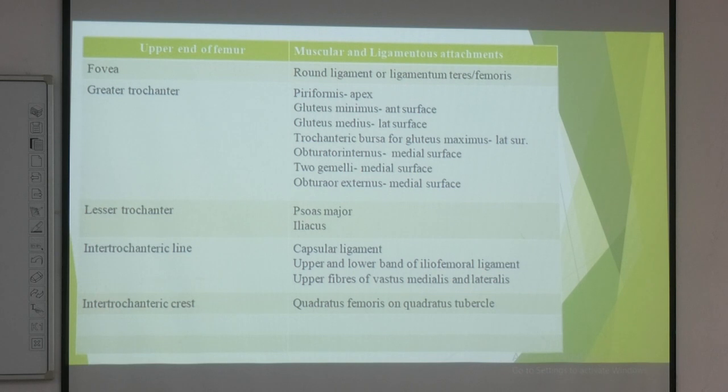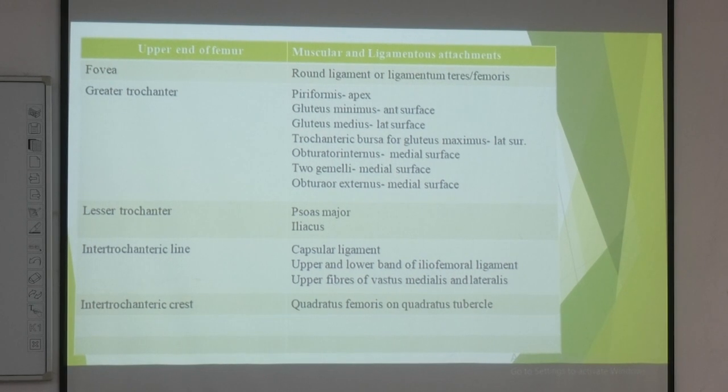Now, coming to the muscle lying on the intertrochanteric crest. The intertrochanteric crest is on the back side and it has a bump on it. We call it the quadrate tubercle. We have a muscle called quadratus femoris, the quadrate muscle of the femur. So quadratus femoris is anchored to the quadrate tubercle.